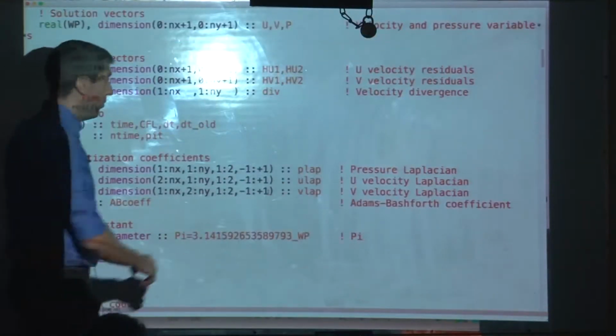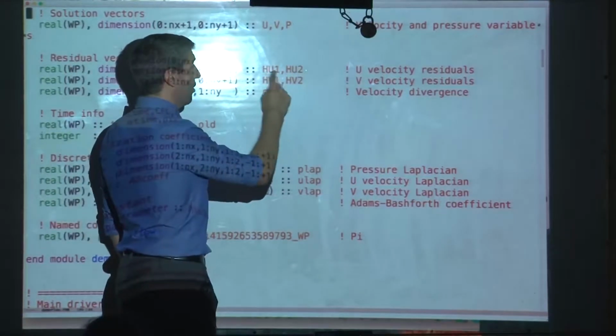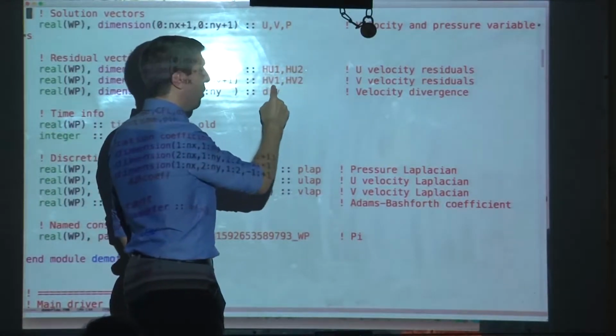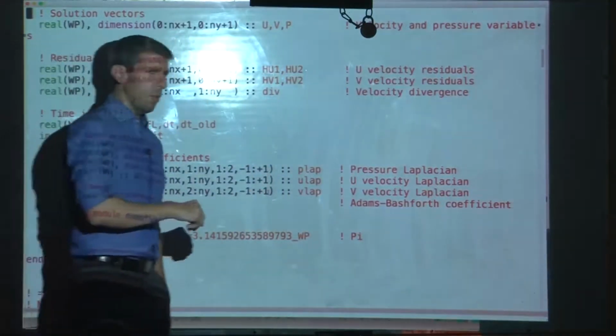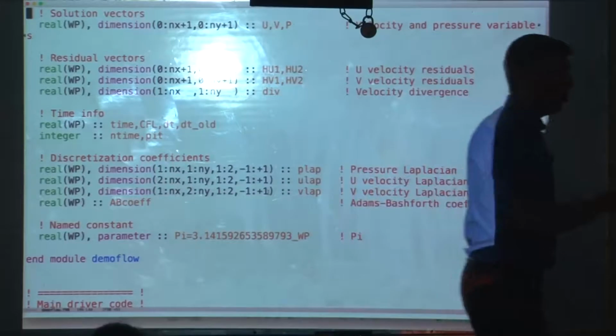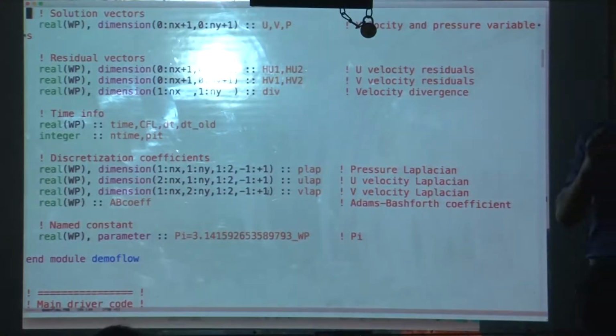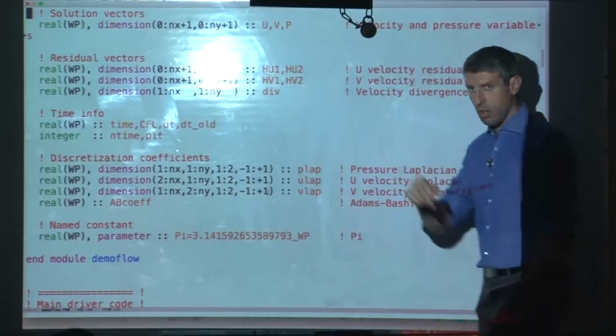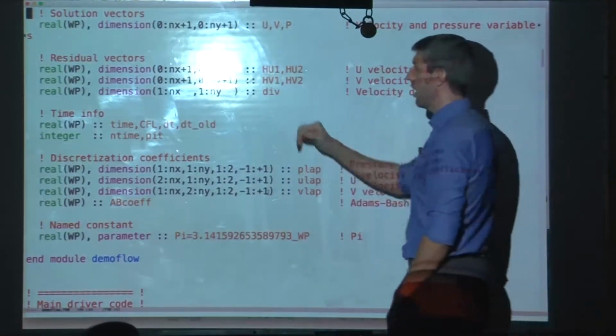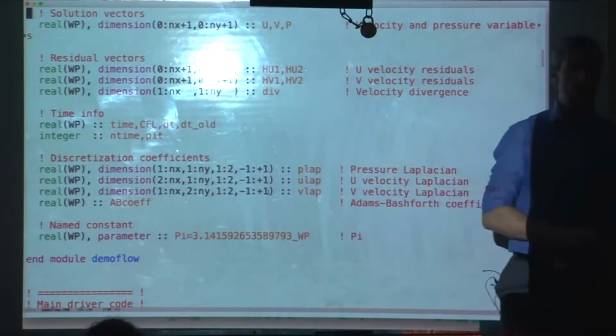I have this h sub u1, h sub u2, hv1, hv2. Those are the residuals that I'm going to be using for the u and the v equations at time n and n minus 1 that I'm going to be using as part of my Adams-Bashforth time integration. I need a place to store the residual of my equations. This is the same notation as in the document that we talked about a little bit before, where I had h's there. Div is the divergence of the velocity.